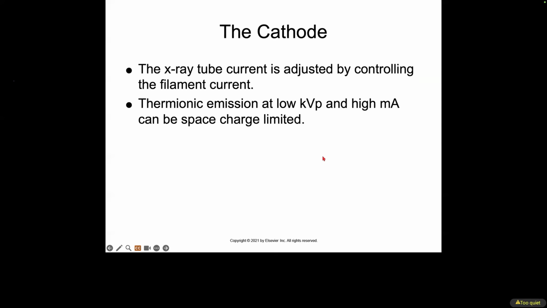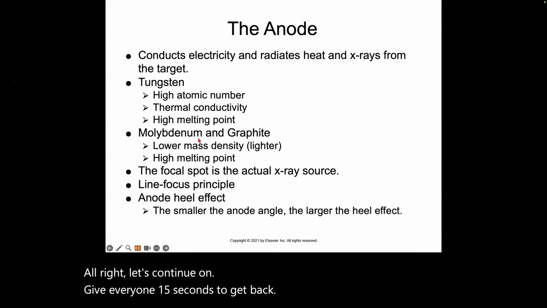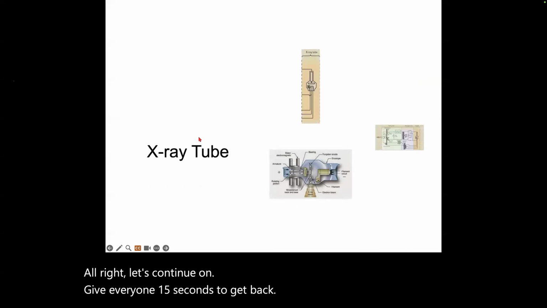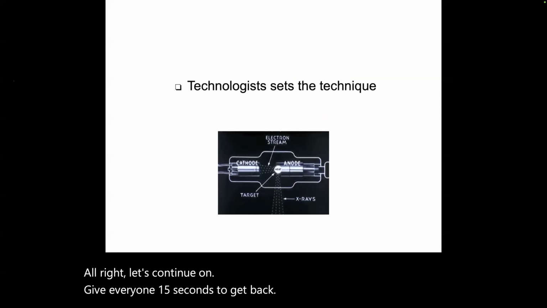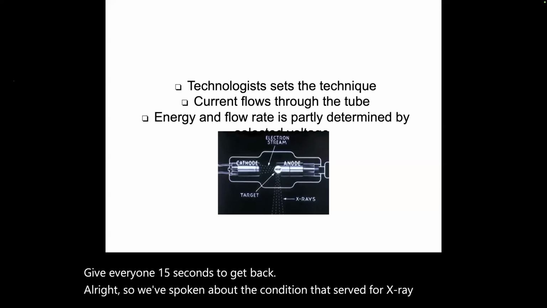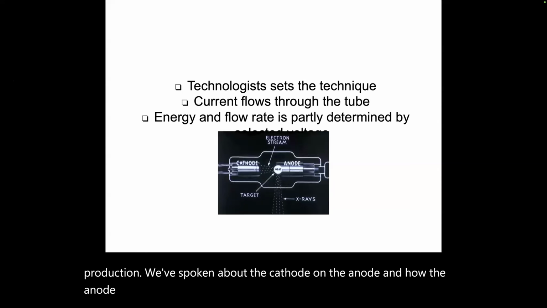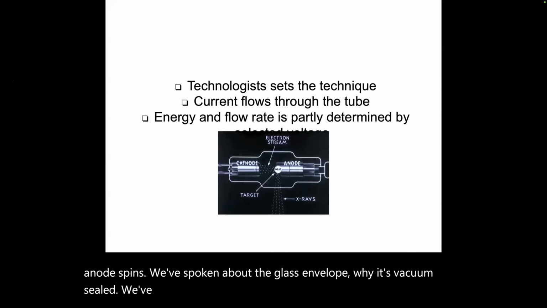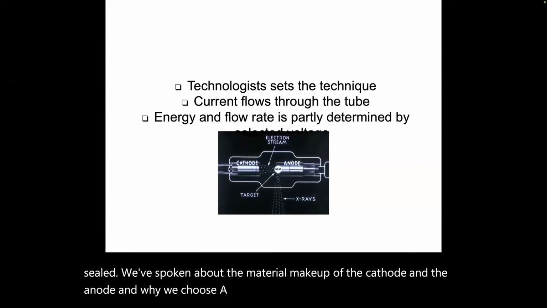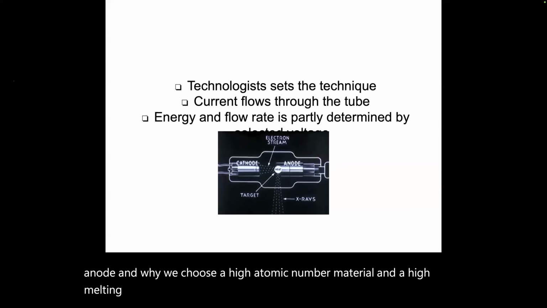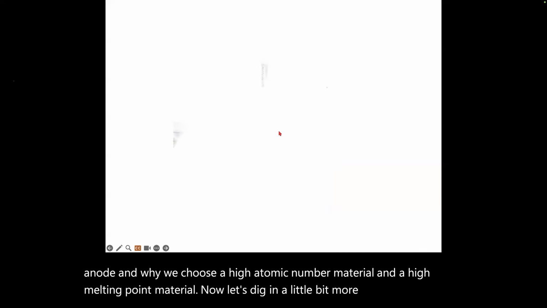All right, let's continue on. Give everyone 15 seconds to get back. All right, so we've spoken about the conditions necessary for X-ray production. We've spoken about the cathode and the anode and how the anode spins. We've spoken about the glass envelope and why it's vacuum sealed. We've spoken about the material makeup of the cathode and the anode and why we choose a high atomic number material and a high melting point material. Now let's dig in a little bit more into the cathode assembly.